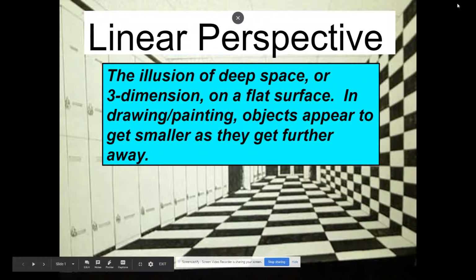Okay, so just a quick review on linear perspective. The definition is an illusion of deep space on a flat surface. It's an illusion of three dimensions as opposed to two dimensions, so turning a two-dimensional square into a cube and putting that into 1-point perspective. Objects appear to get smaller as they get further away.